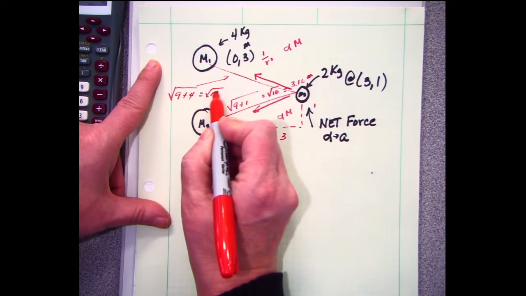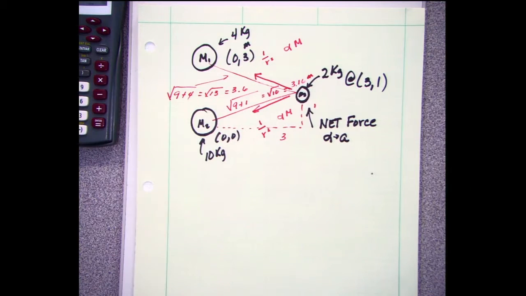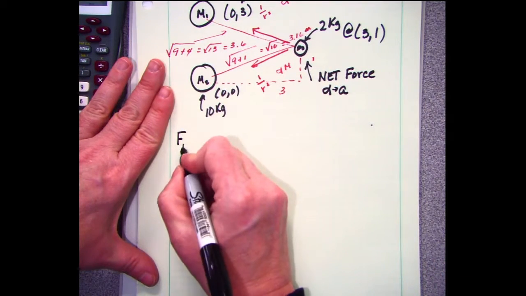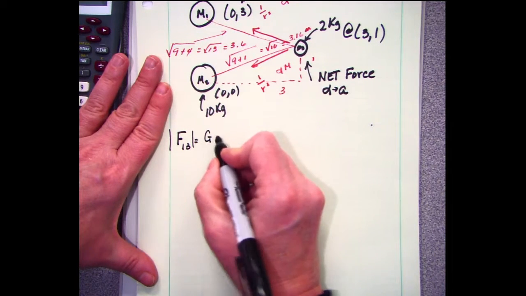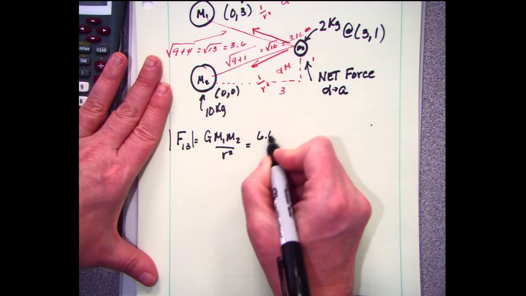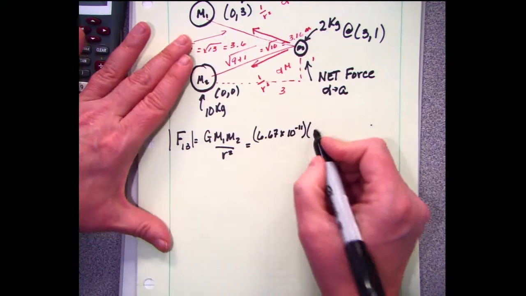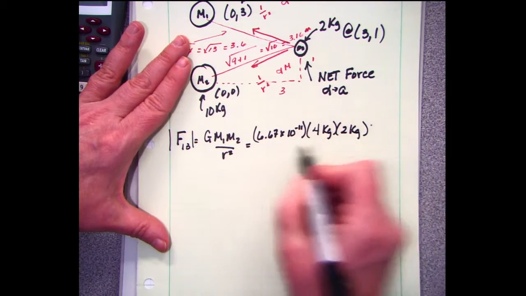So my magnitude of the force between 1 and 3 is going to equal, and this is magnitude, G mass 1 mass 2 divided by the distance squared. This gives me 6.67 times 10 to the minus 11. My first mass is 4 kilograms. My second mass is 2 kilograms. And my distance is 3.6 meters squared. And if I plug it into the calculator, I get 4.11 times 10 to the minus 11 newtons.